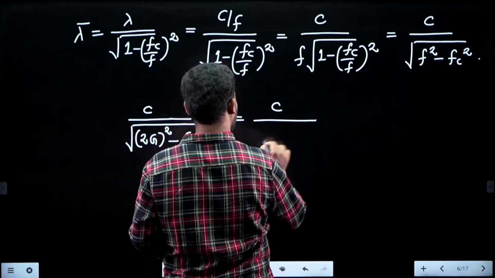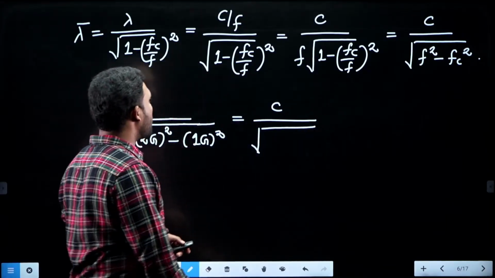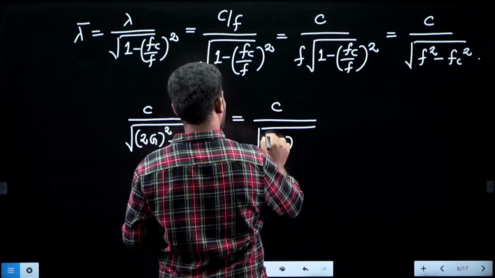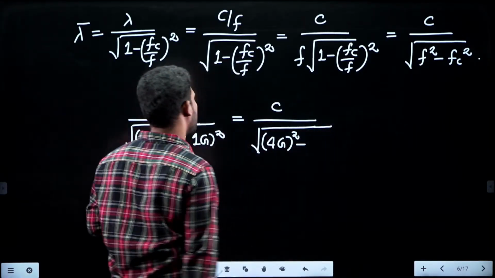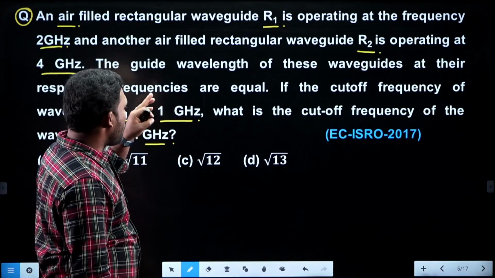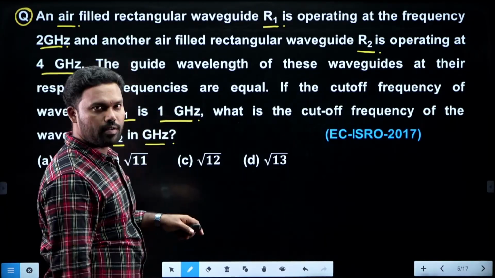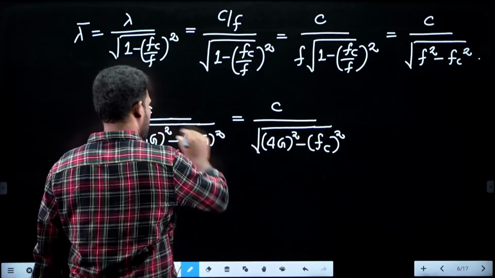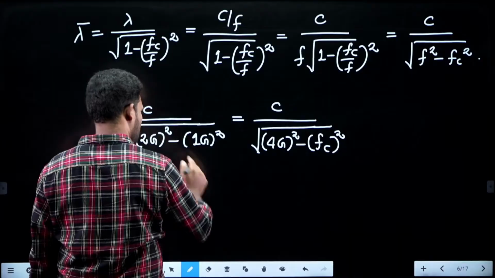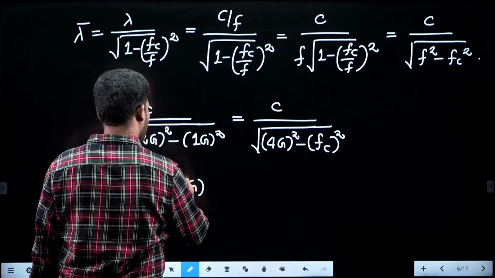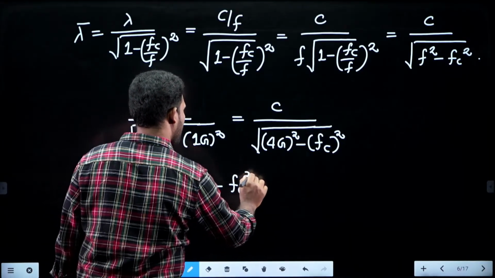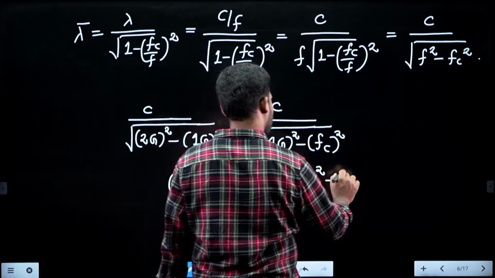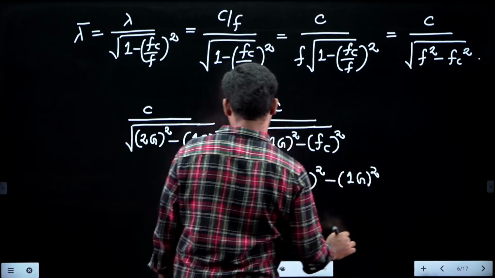For the second waveguide, C divided by square root of 1 minus, what is the operating frequency? The operating frequency is 4 gigahertz. And for the second waveguide we do not know the cutoff frequency, that is what the question is asking. So, let me call this FC. Take the cross product and perform the squaring on both sides. It will become 4 gigahertz square minus FC square, over 2 gigahertz square minus 1 gigahertz square.